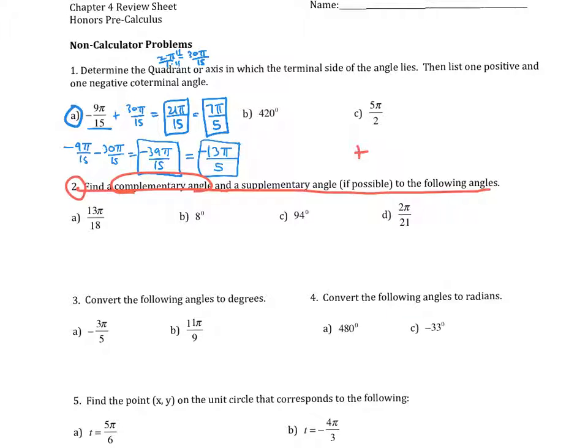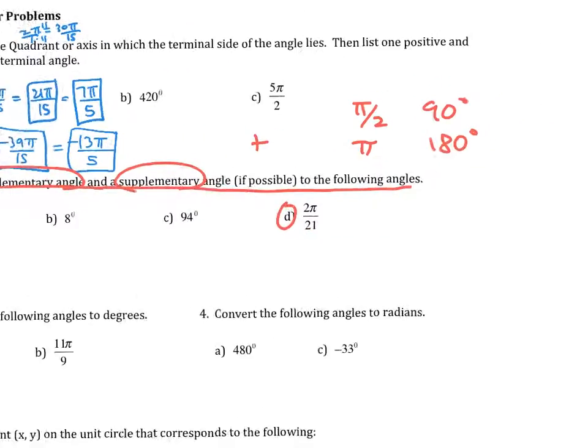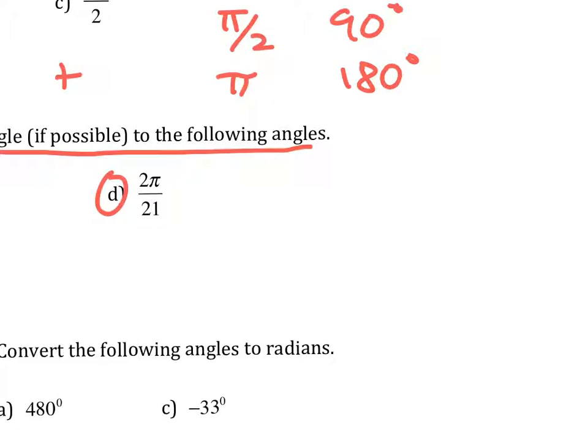Complementary angles mean that when you add the two angles together, they're going to add up to be pi over 2, or 90 degrees. If it's supplementary, that means they're going to add up to be pi radians, or 180 degrees. So let's just take a look at D here. I have 2 pi over 21. If you have an odd number here, it would be easiest to multiply by 2 over 2 to make it into an even number, so you can see where exactly the halfway point would be.